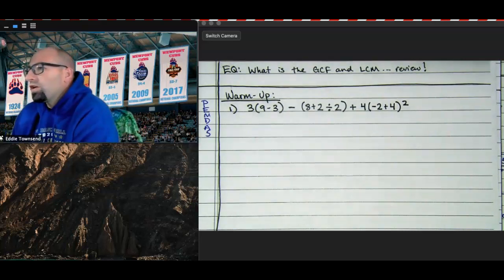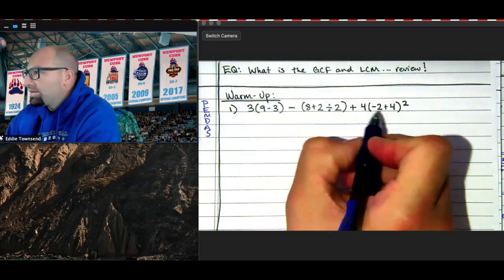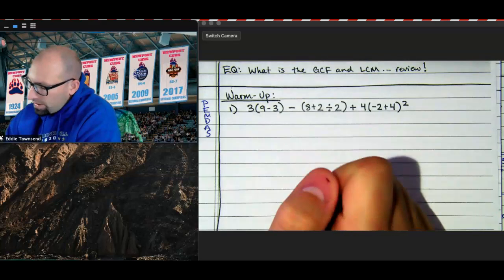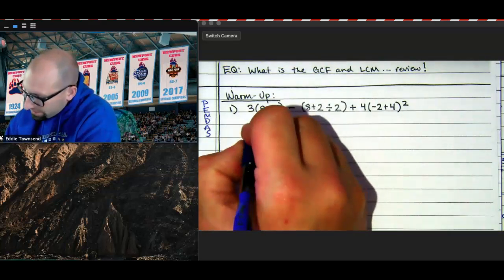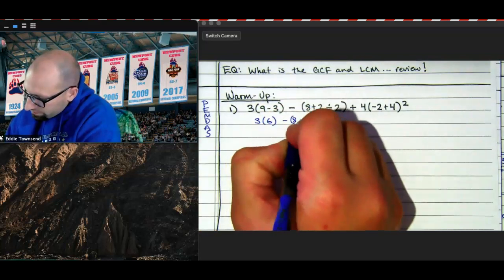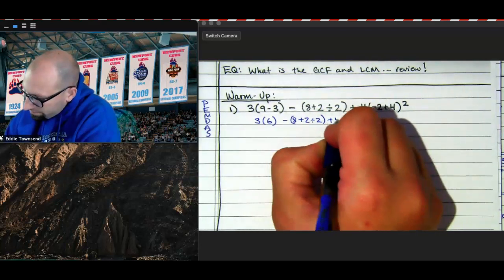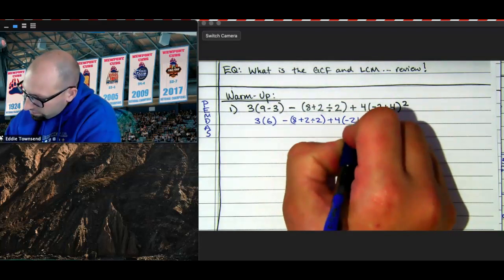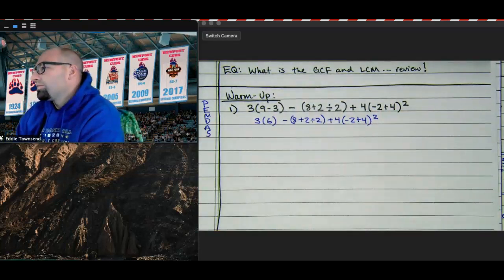All right, so we are going to go step by step on these. So we'll start in the first parentheses, then we'll do this parentheses, then we'll do this parentheses. Okay? So 3 times 9 minus 3. 9 minus 3 is 6. And then everything else we'll bring down to the next level. Okay.